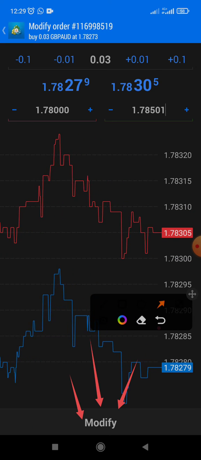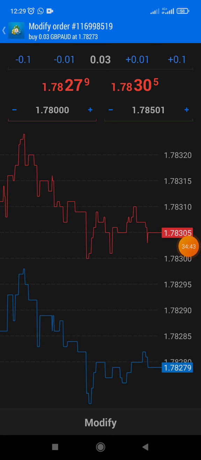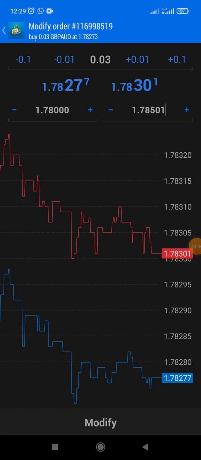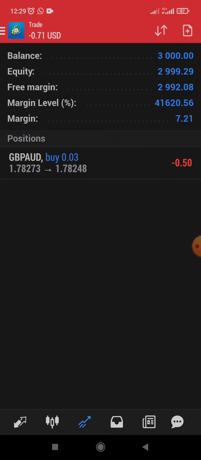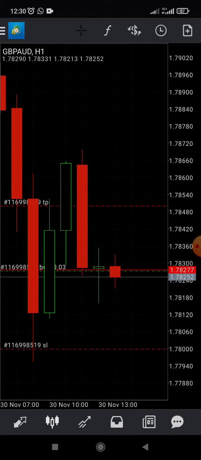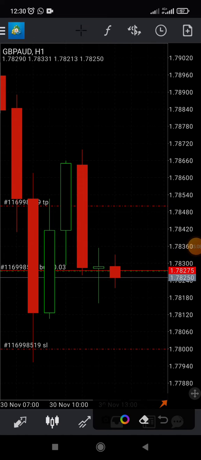So let's see whether in the case of mine it will accept or reject. If it accepts, it means my take profit and stop loss is correct. So modify. Order modified. Yes, it means my take profit and stop loss was okay. So the order has accepted. Now my trade has a take profit and stop loss. So let's go back to the chart and check. Now you can see the lines. You will see one red line at the top, another red line at the bottom. The top one here is my take profit, the down one here is my stop loss.